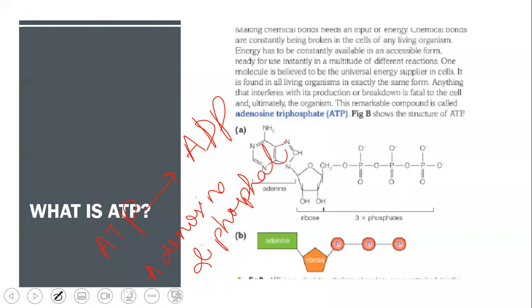Because I have broken one of the phosphate bonds. I have removed it, and when I break the bond, energy is going to be released. So my molecule is going to hydrolyze. It's going to turn from ATP into ADP. And in this process, energy is released. The amount of energy released is 34 kilojoules per mole of ATP that is being hydrolyzed. So this is exactly how energy is available for different processes.